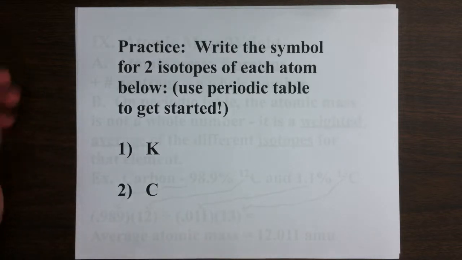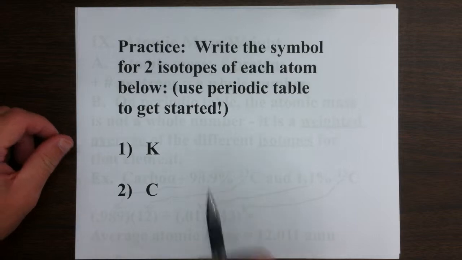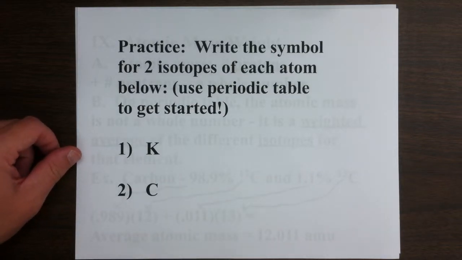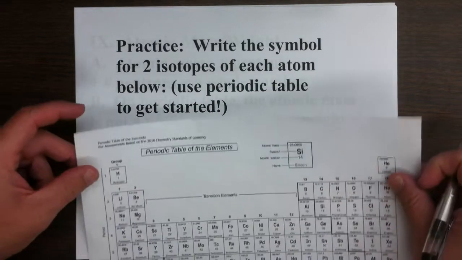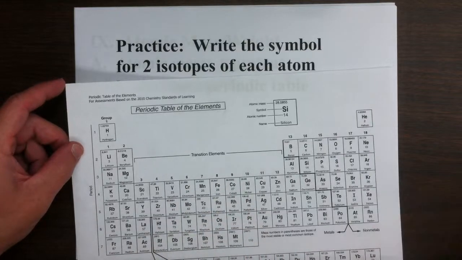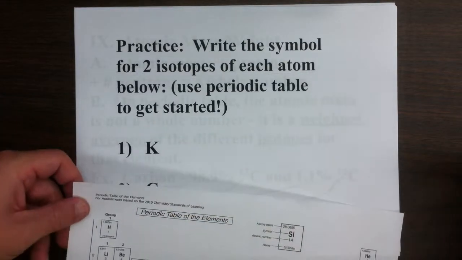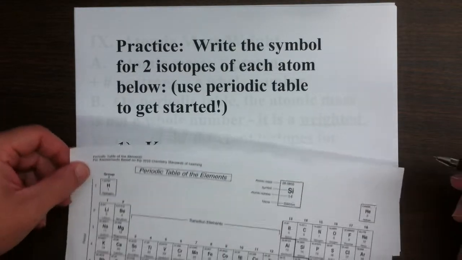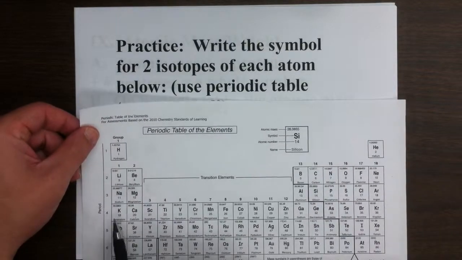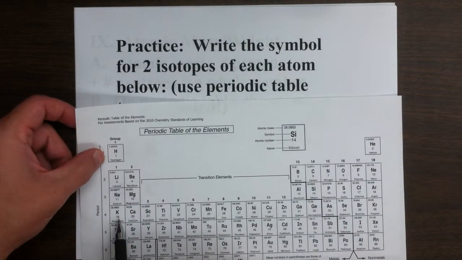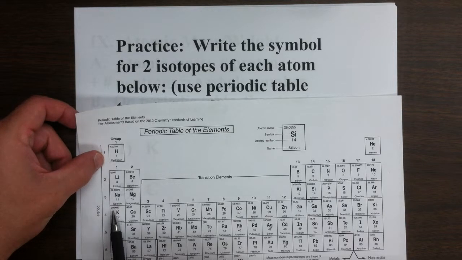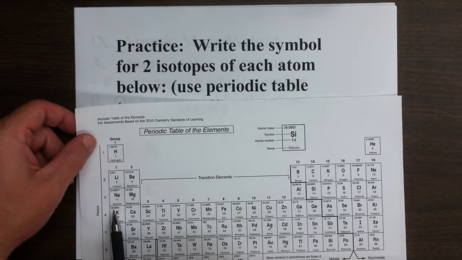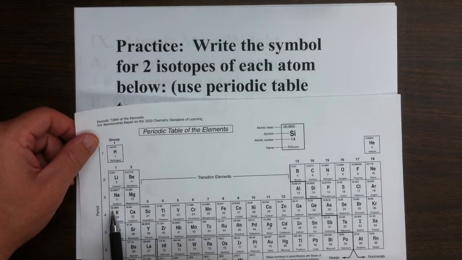So here, just to get you in the habit of writing possible symbols for isotopes, we're going to use the letter designation from the periodic table, so whatever the element happens to be. So for our first one, we'll do potassium. If you find potassium over here at atomic number 19, you'll see that the weighted average mass is a little over 39. Meaning that most of the isotopes are going to have a mass of 39.